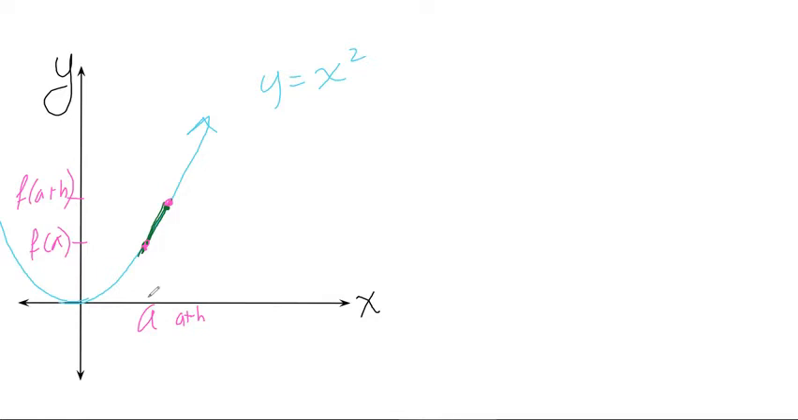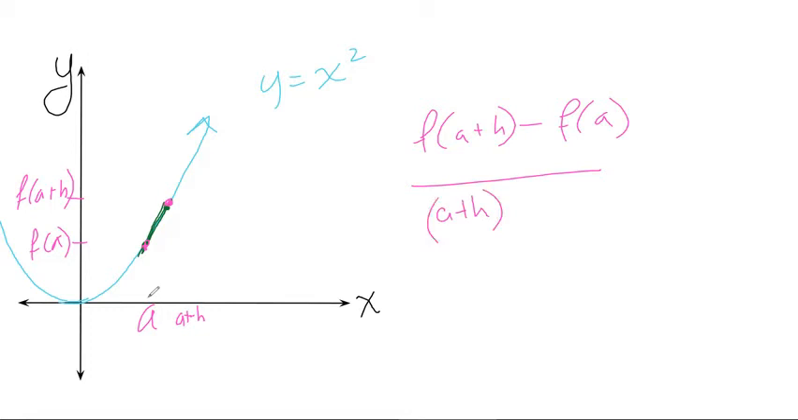All right, so how can we write down the slope? The slope right here would just be f of A plus H minus f of A, where this is y2 and f of A is y1, divided by A plus H minus A. Well, these two A's would cancel each other out, and we would be left with f of A plus H minus f of A divided by H.